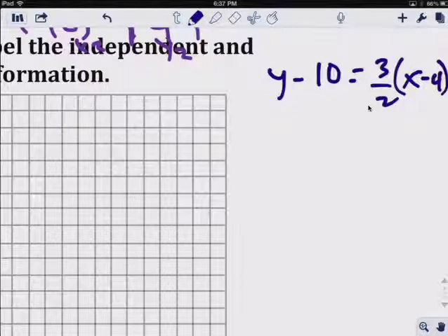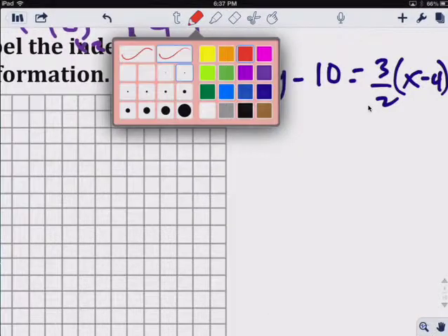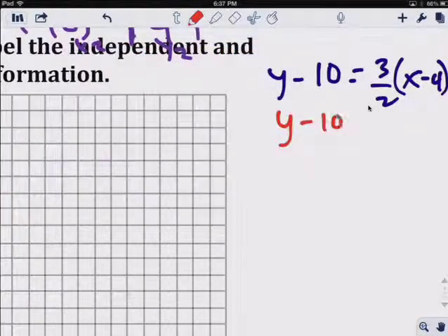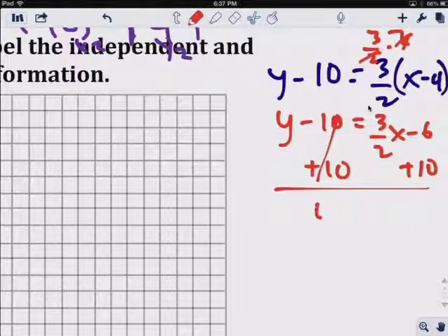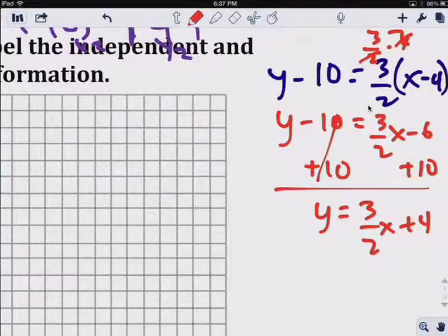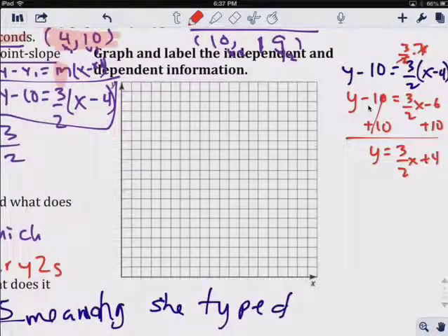Okay? Y minus 10 equals 3 over 2x and 3 over 2 times 4. Add 10, y equals 3 over 2x plus 4. Okay? We graph that.